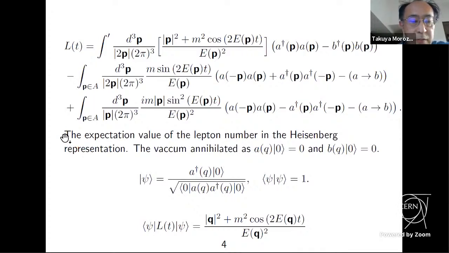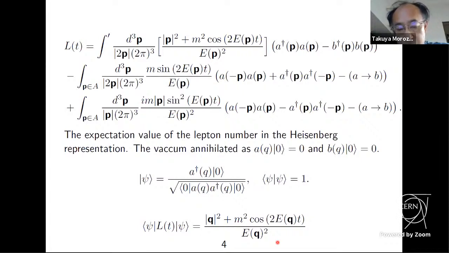We take the expectation value of this Heisenberg operator with some state. We choose the one-particle state, a neutrino state with momentum Q, called Psi. This vacuum is annihilated by the annihilation operator for neutrino and the annihilation operator of anti-neutrino. And this is a normalization factor so that the state norm becomes unity. By sandwiching this state, we can extract this part by replacing momentum P with Q. So this is the expression of the expectation value.